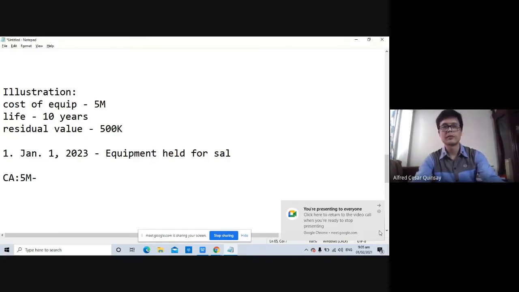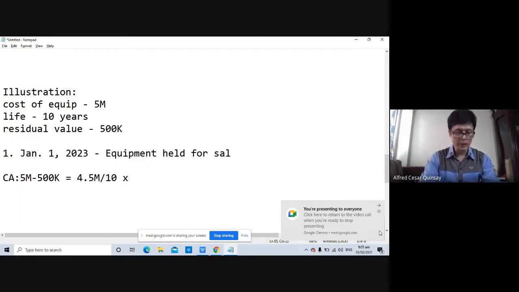Less the 500,000 that we got above. So how much is the depreciable amount? 4.5 million. Divide that by 10 years, because that is its life. Now multiply it by 3 years, because it was bought in 2020, and we have 2020, 2021, 2022. So as of 2022.